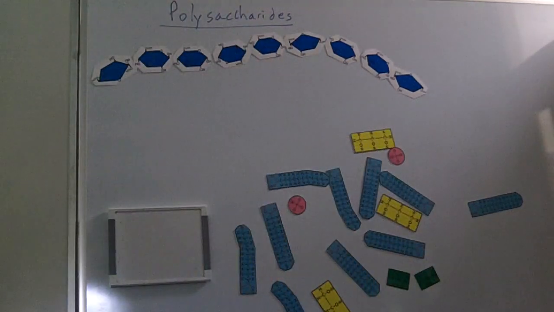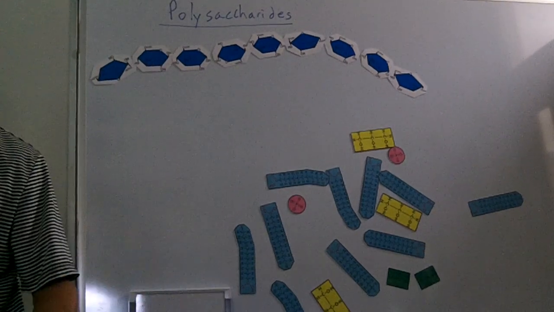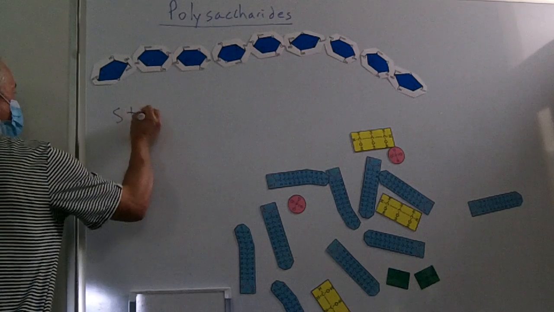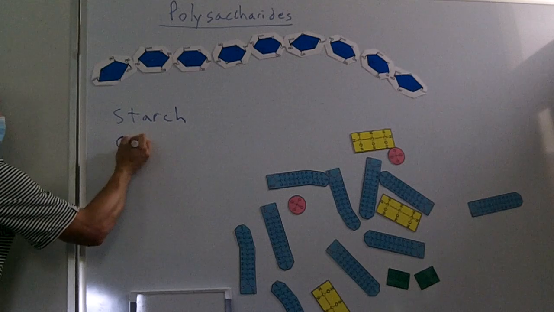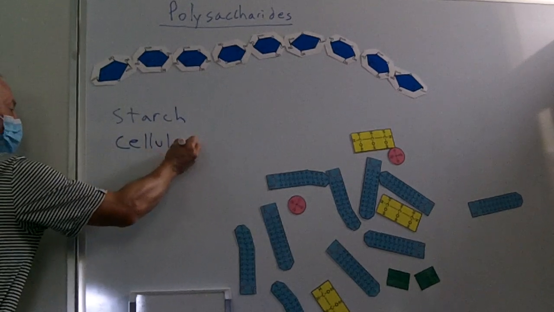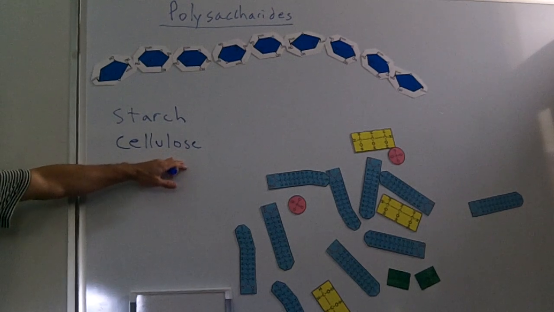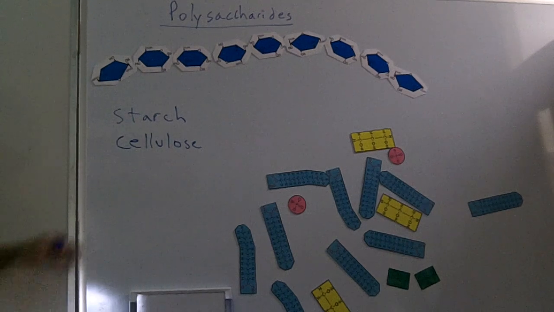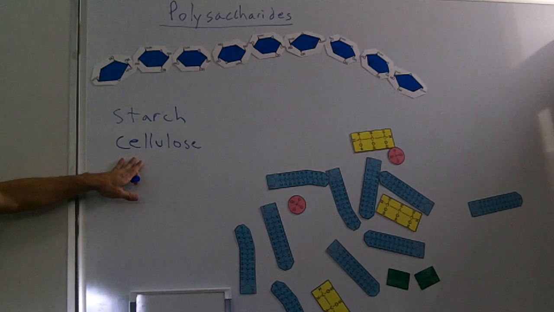Now, polysaccharides, there's a bunch of different kinds. There's really 4 kinds that we're concerned about in this class. There's starch. Have you heard of starch? There's cellulose. Cellulose is the most common molecule on this planet, except for water. Cellulose makes up the cell walls of plants. You're writing on cellulose if you have paper out.